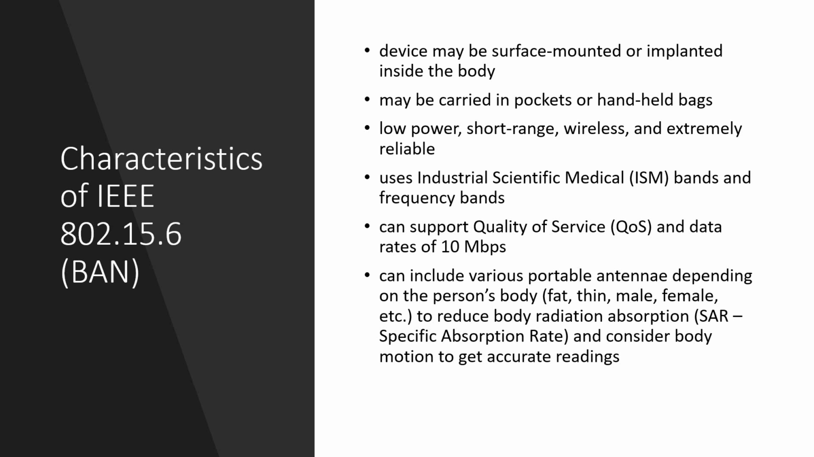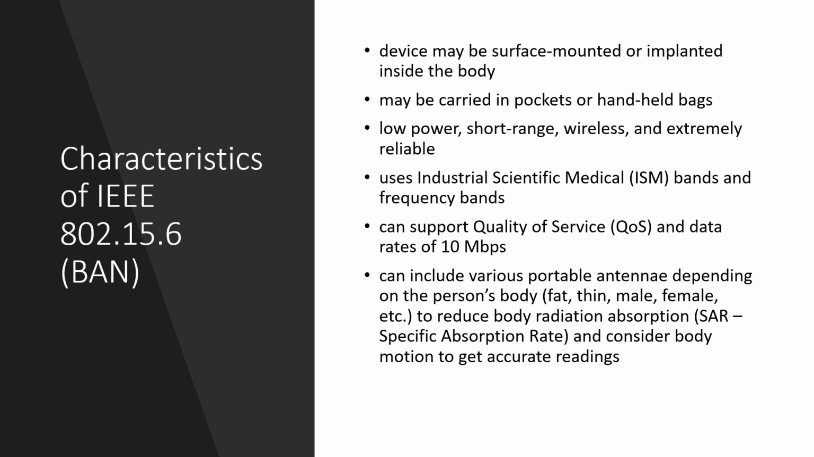So that the body radiation absorption, that means the amount of radiation that the body absorbs, which might be harmful for the body as well, can be reduced. That's one benefit. And again, if less radiation is absorbed by the body, that means there's less interference in the network, and the communication is much more reliable and more accurate.